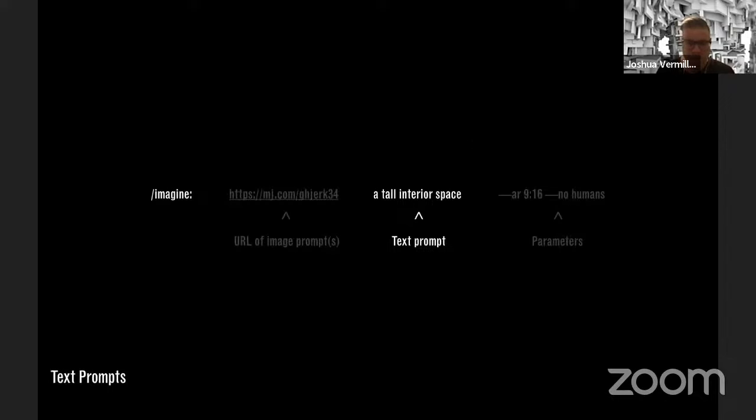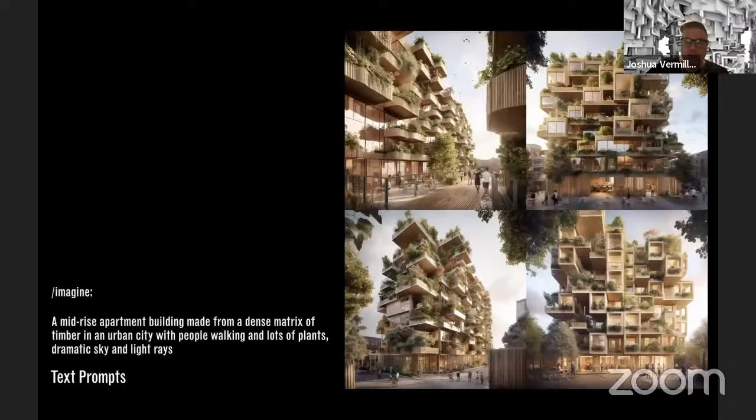Right, so here's an example of a text prompt. It's sort of medium size, not too long, not too short. It says, slash imagine a mid-rise apartment building made from a dense matrix of timber in an urban city with people walking and lots of plants, comma, dramatic sky and light rays. And then you text that to the MidJourney bot, and the MidJourney bot texts you four images back in a 2x2 grid. You can see that largely the ingredients I mentioned are there, right?